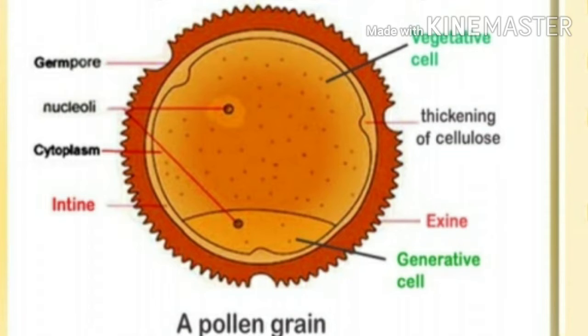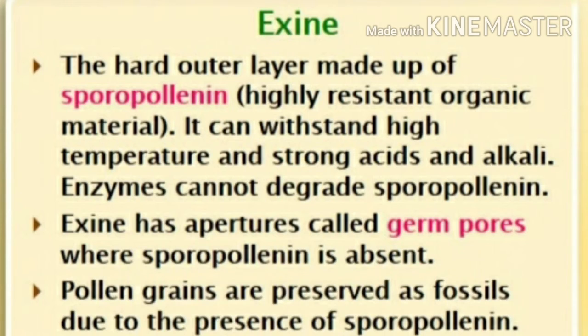This is actually a very hard layer which is made up of a substance known as sporopollenin, which is one of the most resistant organic materials present in nature. Okay, and coming to the intine layer, we can say that it is made up of cellulose and pectin. Now we should know that the pollen grains are actually well preserved as fossils because of the presence of this sporopollenin material. Understood? And I told you that the inner layer is the intine layer, which is made up of cellulose and pectin.